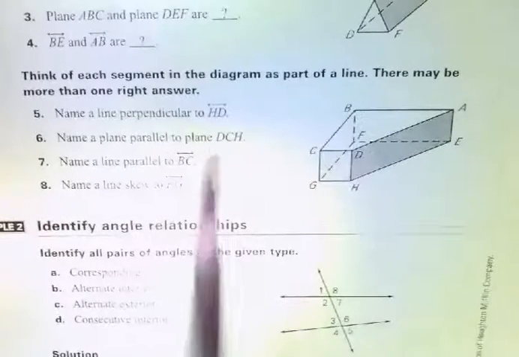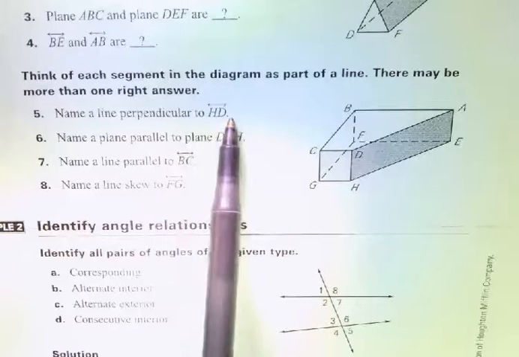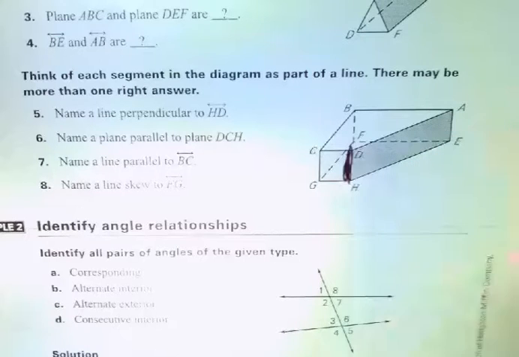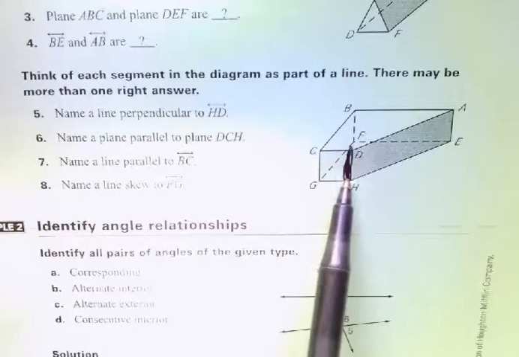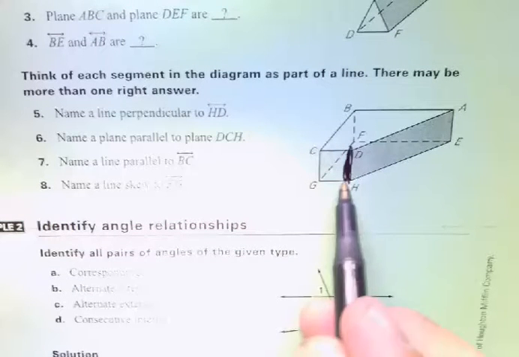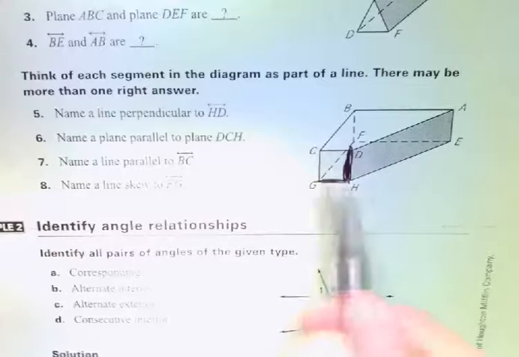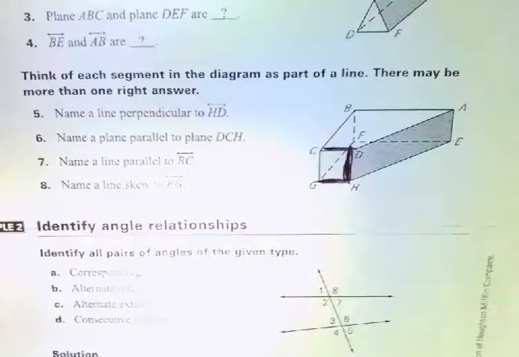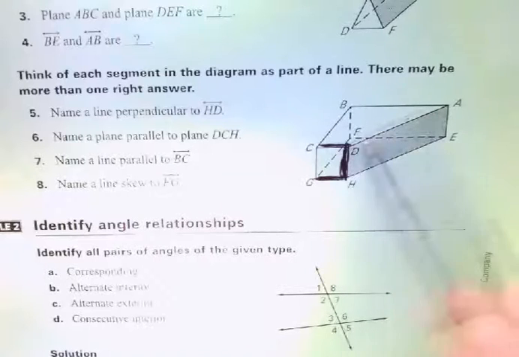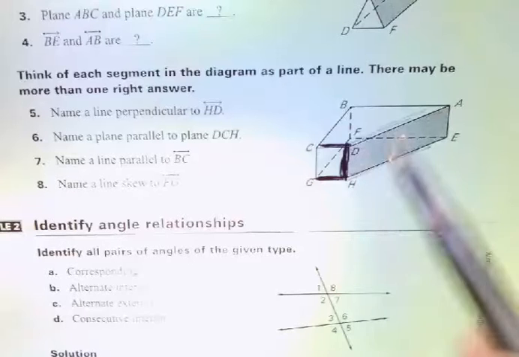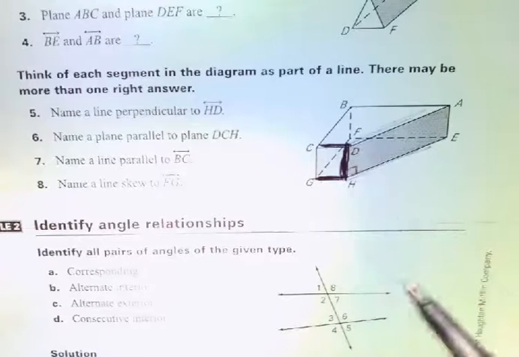This is a good one because they're asking for a line perpendicular to HD. So this time we want to look for perpendicular, and HD is here. Perpendicular, if you remember, actually intersects, but it intersects at a 90-degree angle. So in order for line HD to have a line perpendicular, we have to make sure it forms a 90-degree angle. One of the more obvious ones might be line GH, maybe line CD, right? You could even go with line AD or even line EH. Any of those would be good. So it's got to intersect and make basically a 90-degree angle.